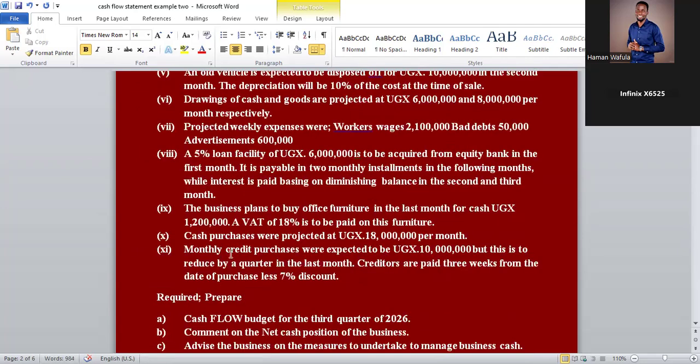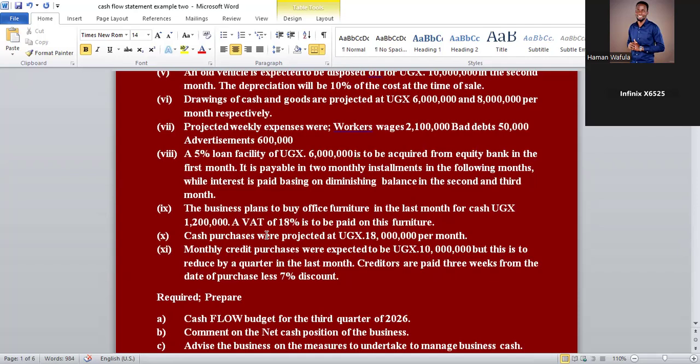So wait, the business loan, that's the payment of the loan. The loan is 6 million. Is going to be 2 monthly installments in the following months. Loan bagijjayo mu first month. Bagenda gizzaayo. It is payable in 2 monthly installments in the following months. Bagijjayo mu October.